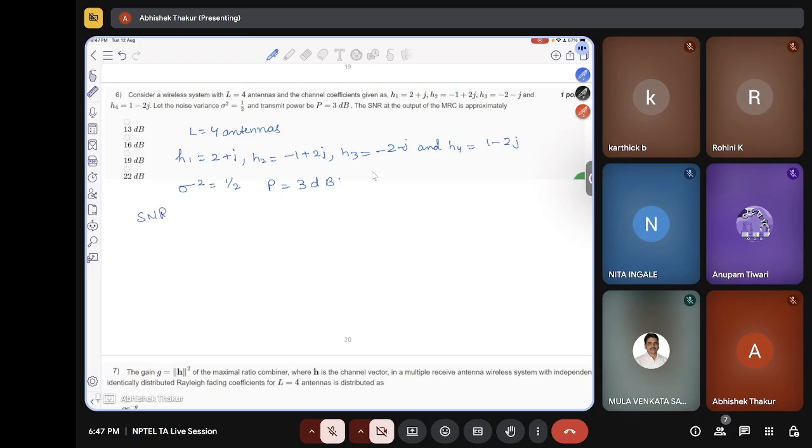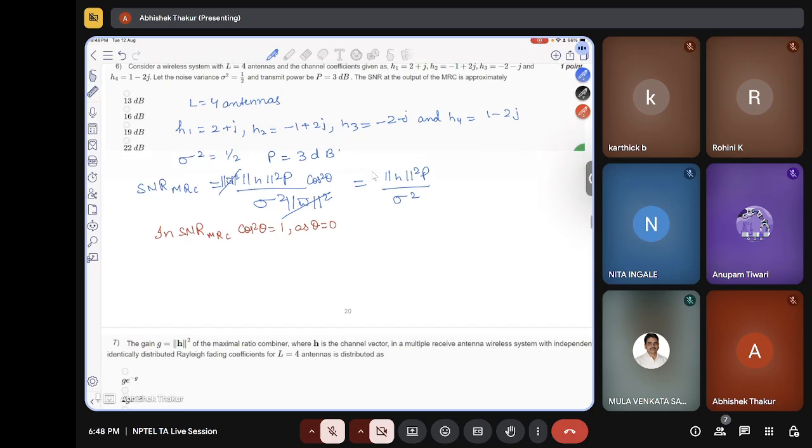So they are asking the SNR of MRC. And SNR of MRC is given as mod of h squared P by sigma squared, because there was a term w bar squared in numerator and denominator, so this is cancelled because this is asking MRC. So theta is 0. So in SNR MRC, cos squared theta is equal to 1 as theta is equal to 0. This we have already studied.